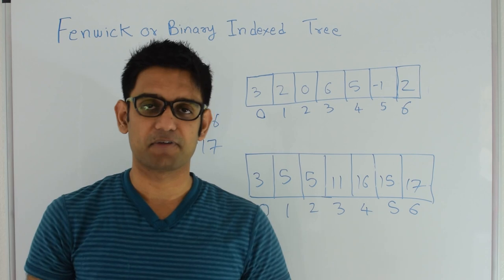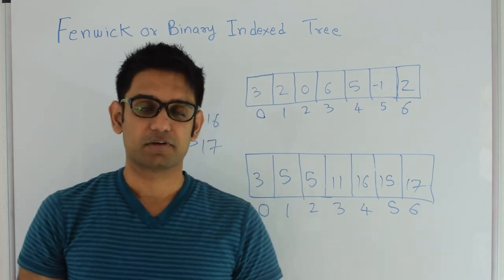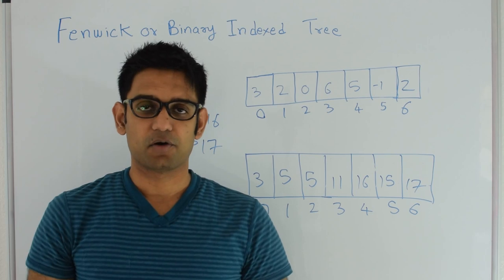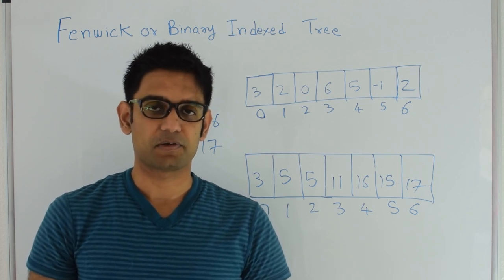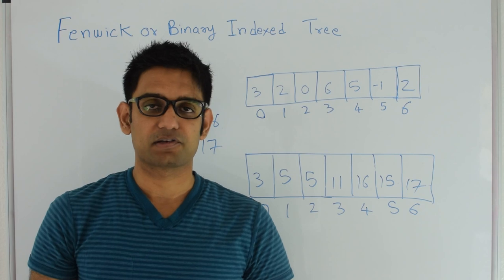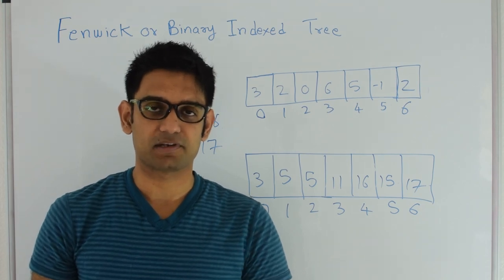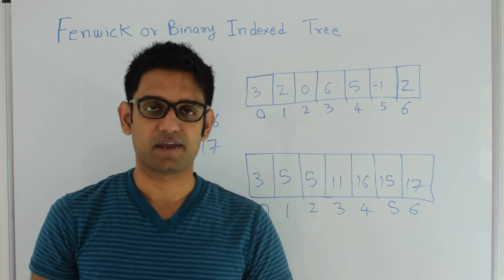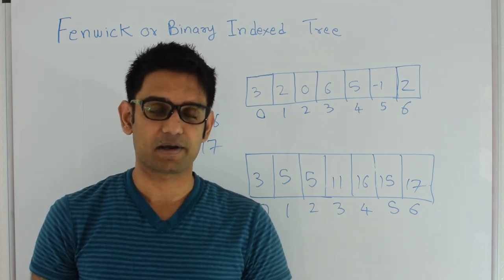So this is where the Fenwick tree comes into the picture. The space it takes to store a Fenwick tree is O of n. The amount of time it takes to search into a Fenwick tree is O of log n. The amount of time it takes to update every element in a Fenwick tree is O of log n, and the amount of time it takes to create a Fenwick tree for the first time is n log n.